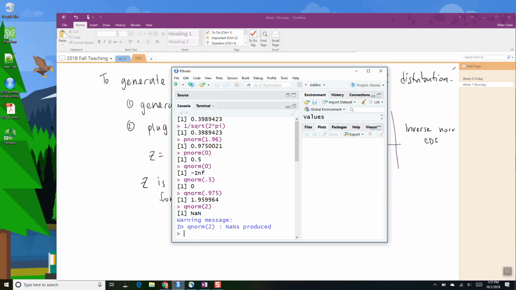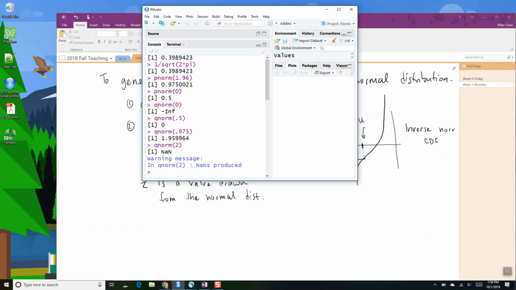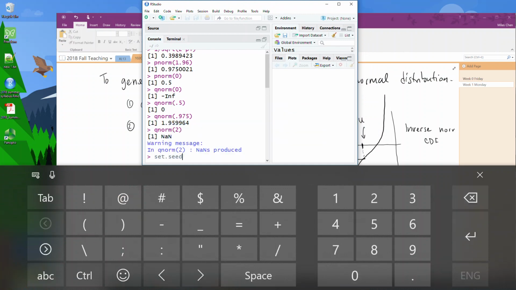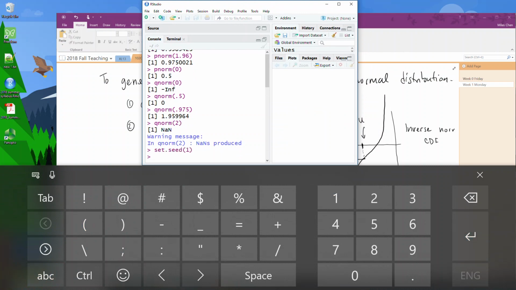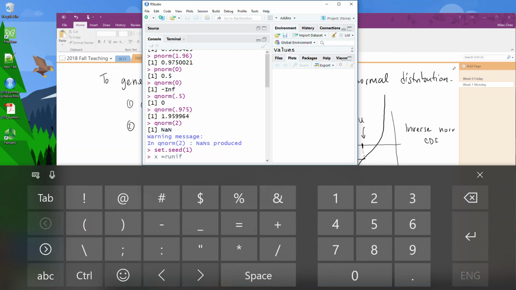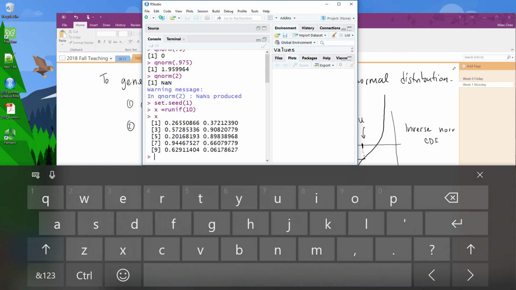Okay, so let me just show you this. Let's do set.seed. Is this working? Okay, we're going to do set.seed(1). Then I'm going to say x is runif, let's ask for 10 random uniforms, and let's print out x. These are the random uniform values.